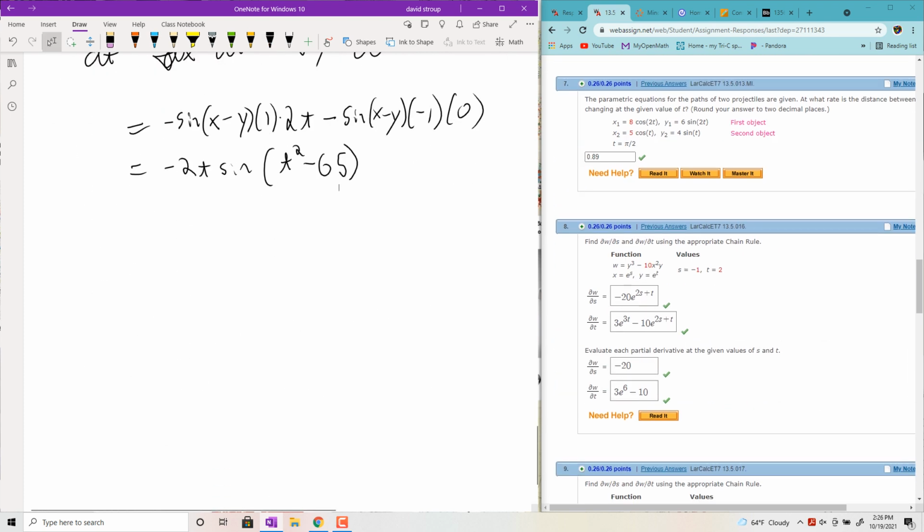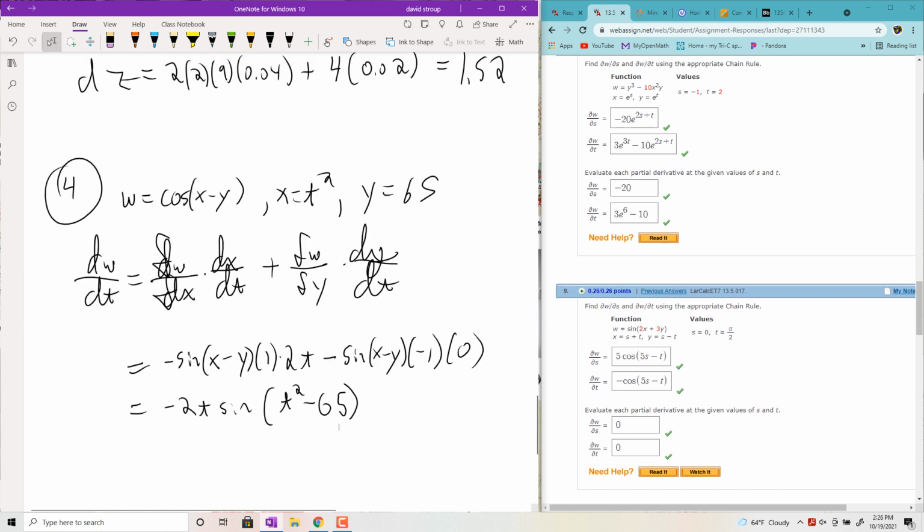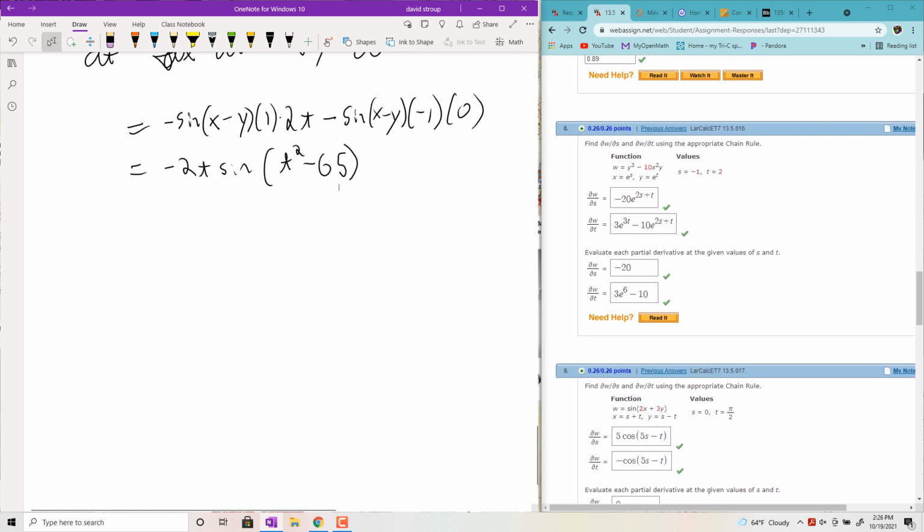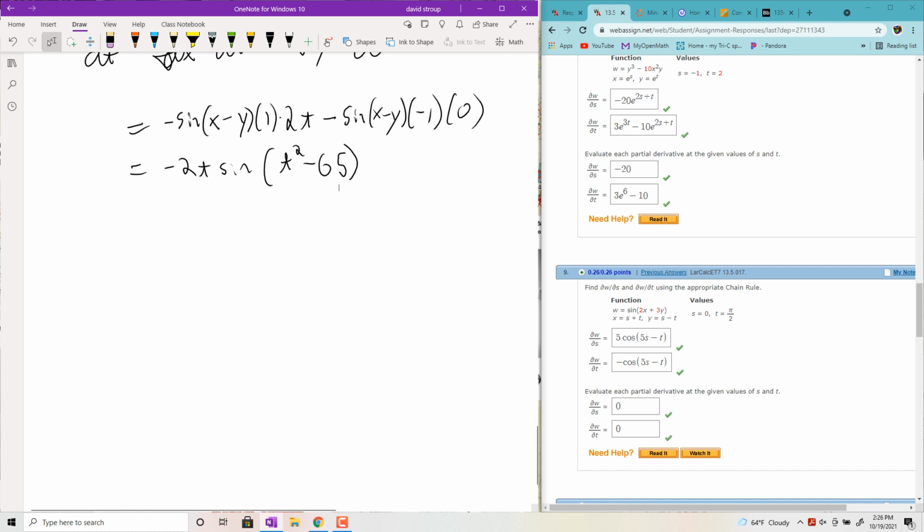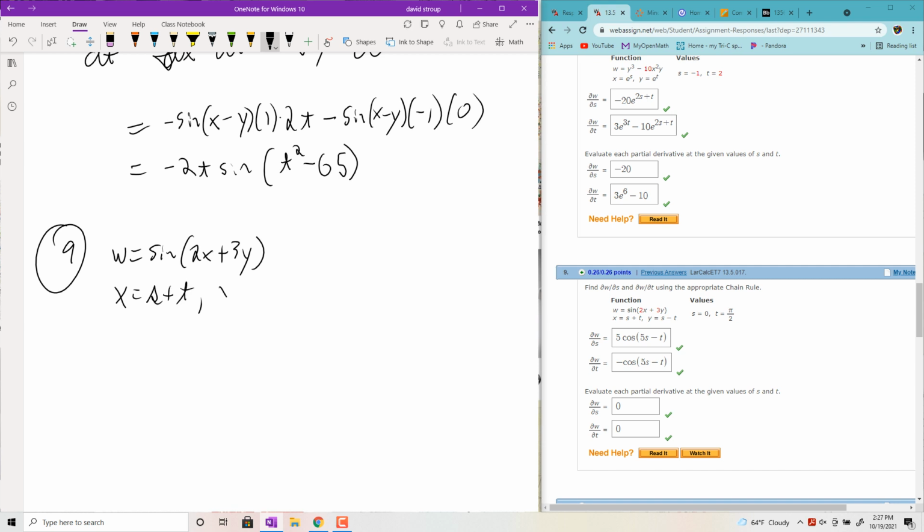Okay, you should be able to work with the partial derivatives as well when your functions x and y are given in terms of two more variables. So problems like number 9: w is sine of 2x plus 3y, x is s plus t, y is s minus t. I won't force you to evaluate these.